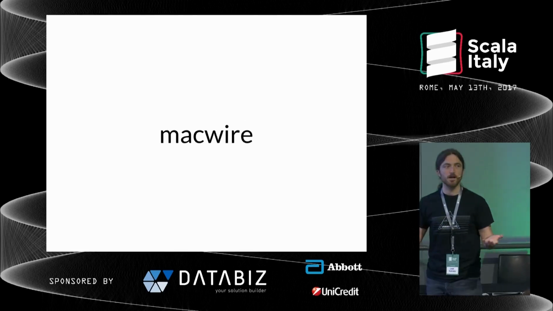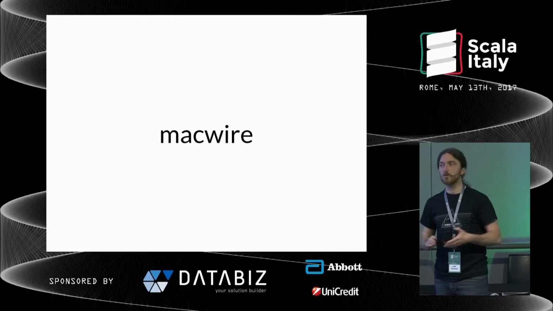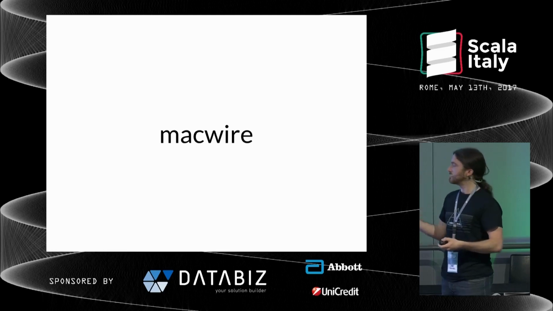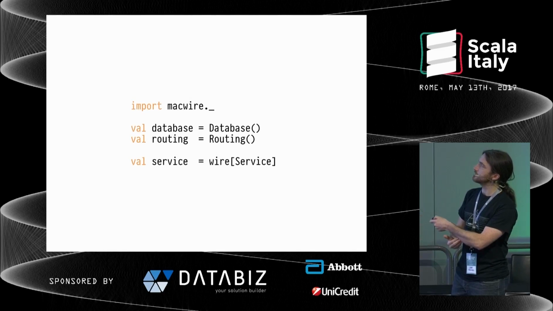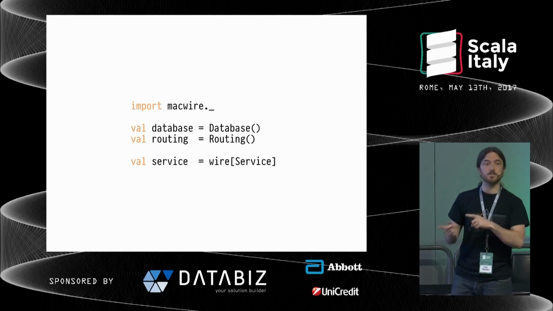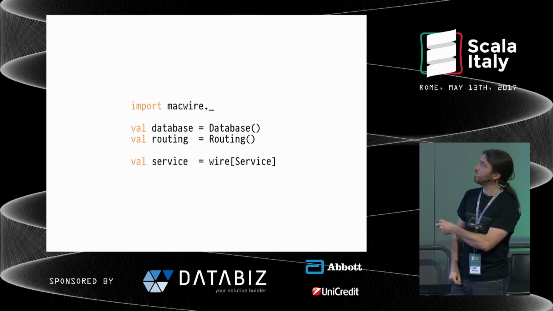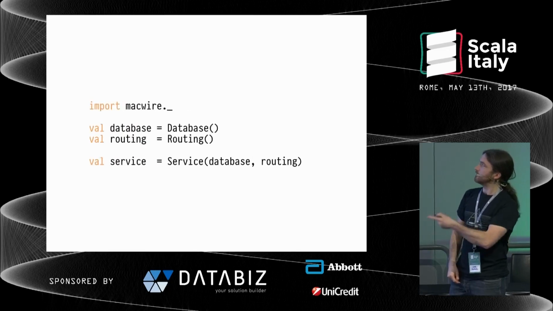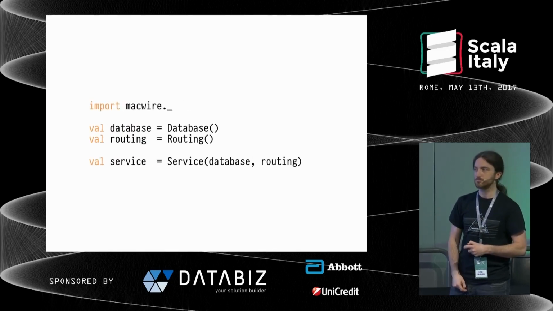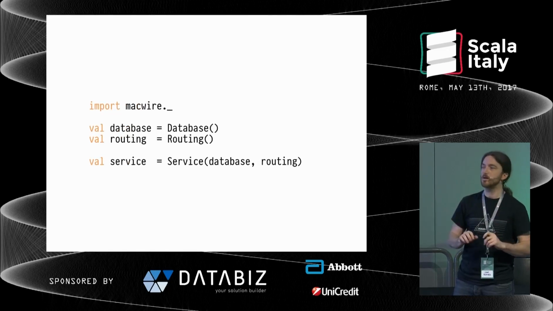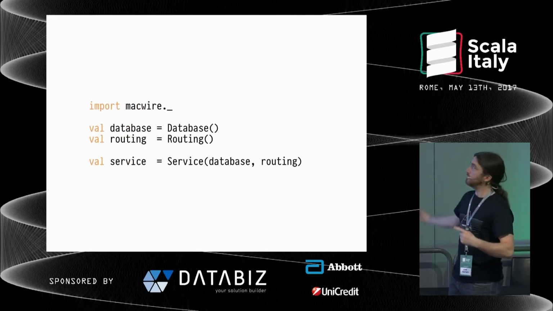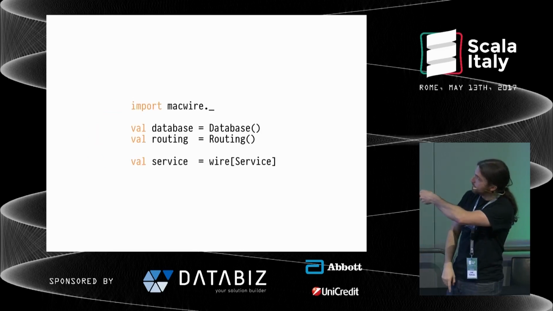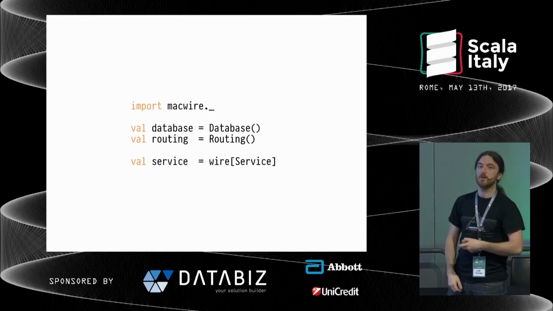Have any of you used MacWire? MacWire's cool. It's a dependency injection tool that uses macros. Let's say I have a database and some routing and a service that uses the database and the routing. I can write wire the service, and it will expand into a constructor call. The key thing about MacWire, and this is a design decision of MacWire, is that it doesn't use implicits. It goes from the wire macro and looks in scope to find things of the right type.